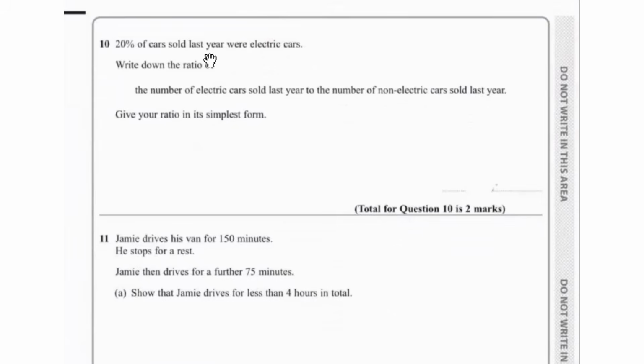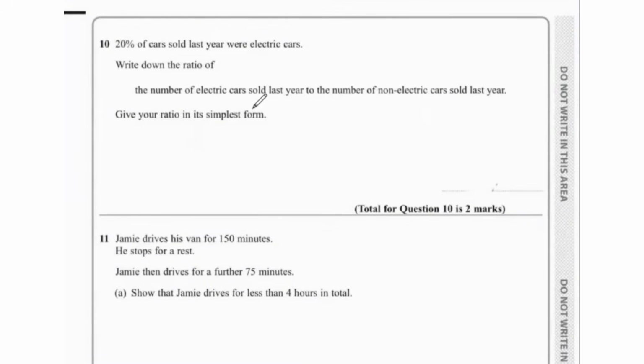Then 20% of cars sold last year were electric cars. Write down the ratio of the number of electric cars sold last year to the number of non-electric cars sold last year. Give your ratio in its simplest form. 20% of the cars sold last year were electric cars.